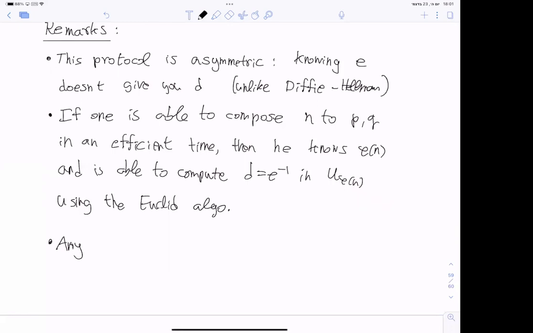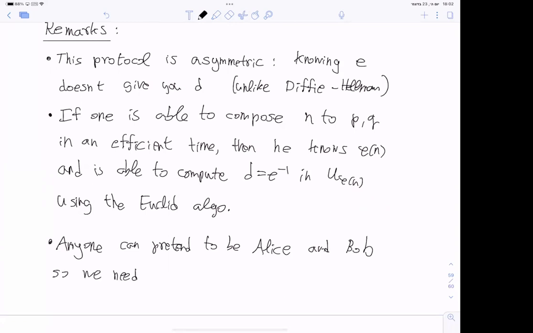This is some disadvantage. Anyone can pretend to be Alice and Bob. So we need another protocol of authentication.